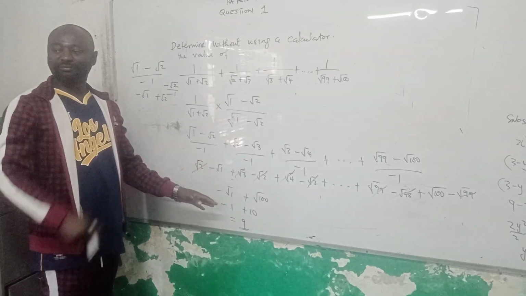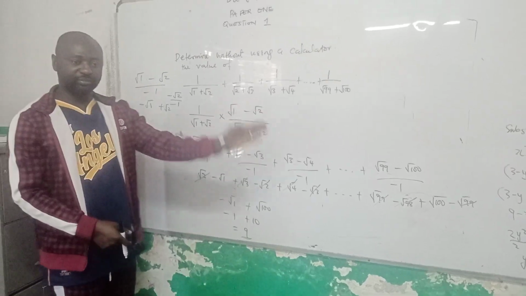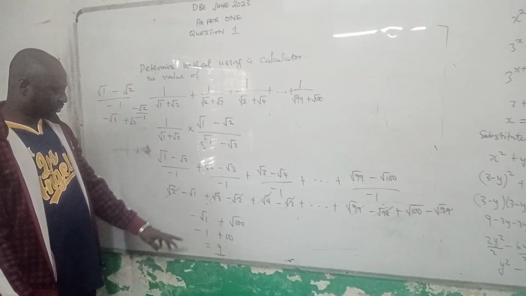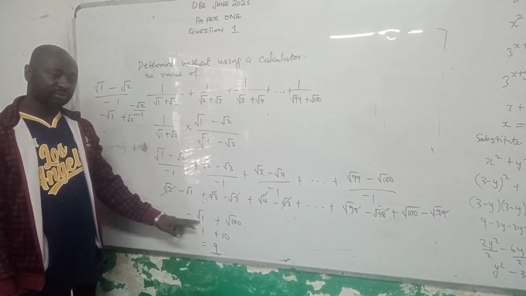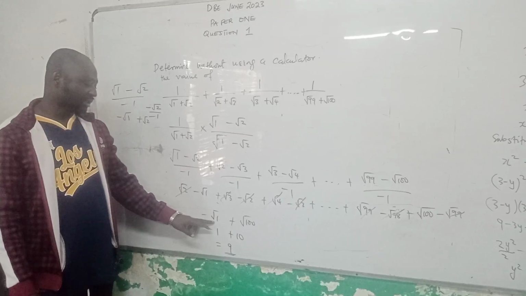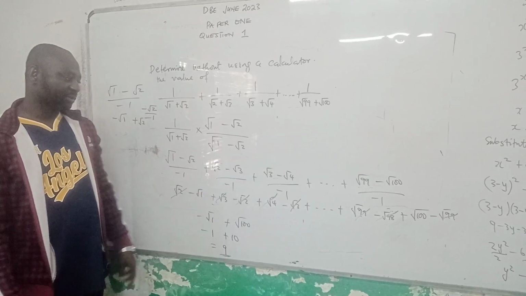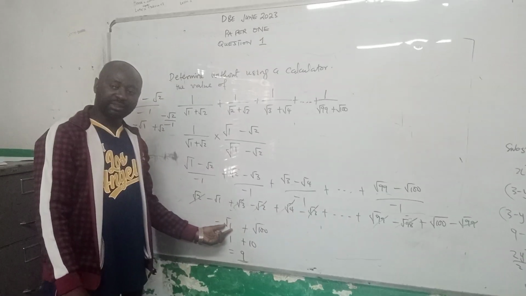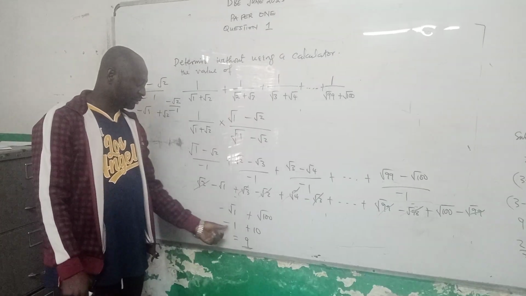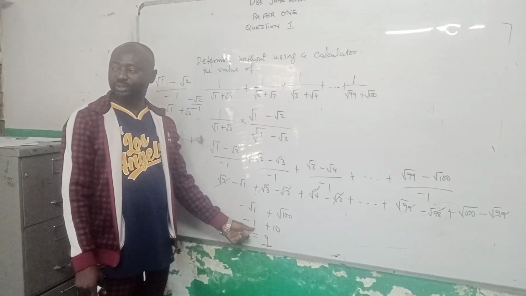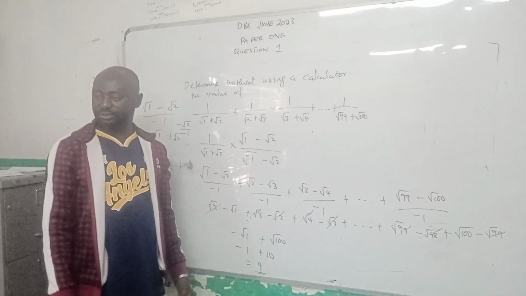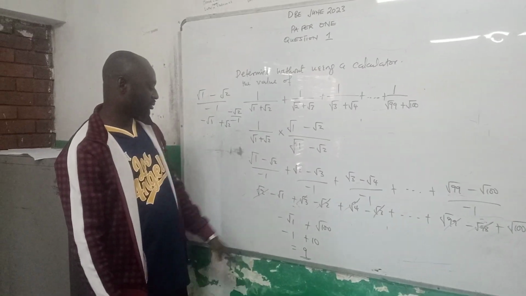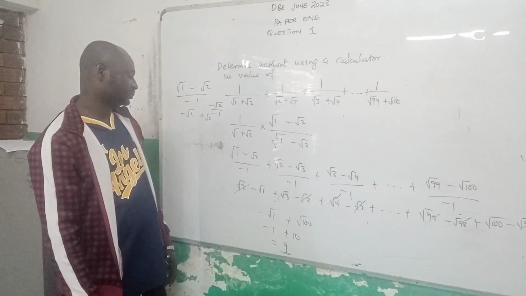But root 2 will be cancelled from the next term. Every time you'll be cancelling others up until the 100 position. And so we'll be having minus root 1 left. You get that? And that side will be plus root 100. So minus square root of 1 is minus 1. The negative times 1 is negative 1. Then plus 10. So that will give us our solution. 9 is the solution.